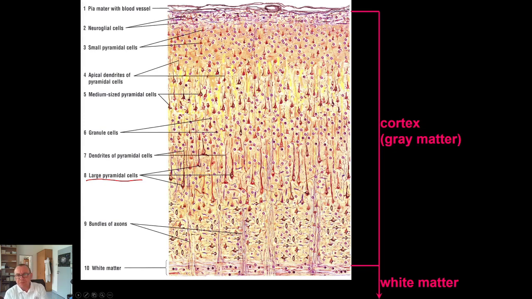motor neurons in the spinal cord. Also these cells, these large pyramidal cells, can be called pyramids of Betz. So these cells belong to the family of very large neurons.